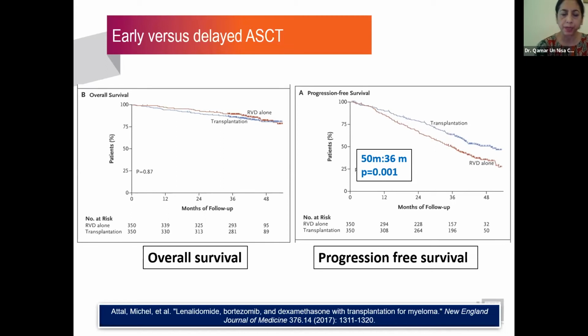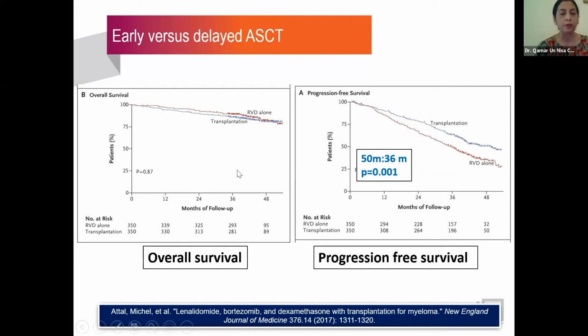So coming to whether we should transplant patients early or whether the transplant can be delayed until disease progression, this is a relevant question, considering that obviously there is no overall survival advantage. These again are the data from the IFM trial. Half of the patients in this study received transplant upfront after RVD induction, and the other half went on to receive more cycles of RVD and were transplanted at relapse.